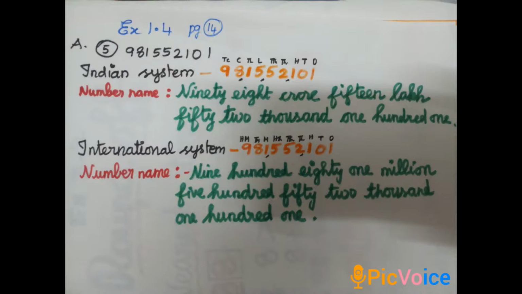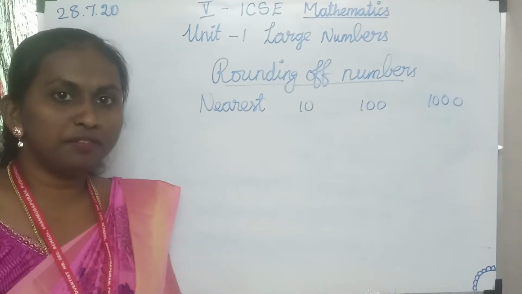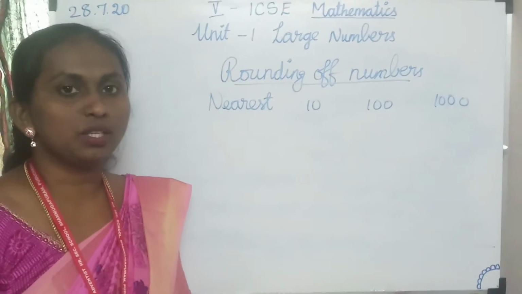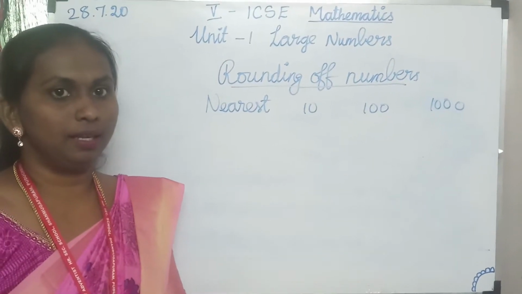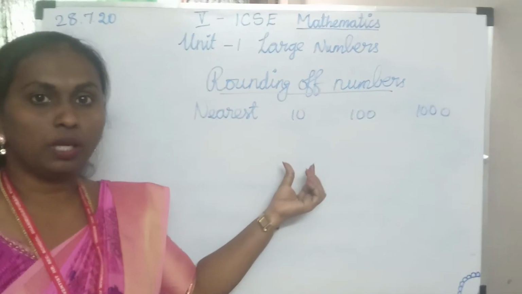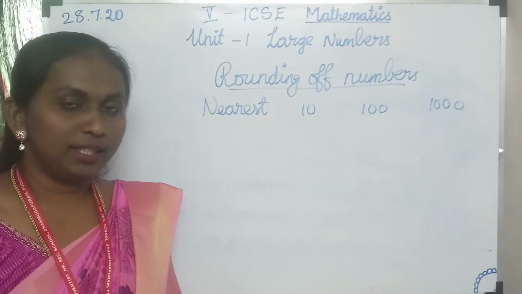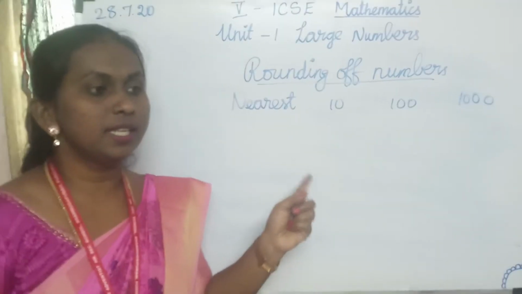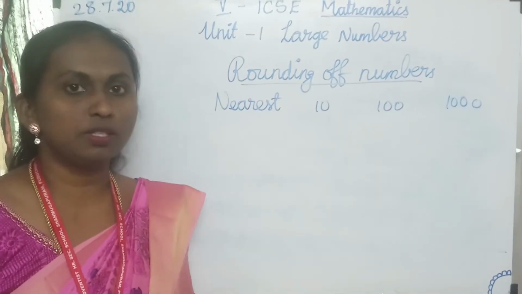981,552,101. Similarly, you have to write the remaining 4 sums. Next topic is round off numbers. So round off numbers nearest to 10, nearest to 100 and nearest to 1000 we are going to learn here. We know already nearest to 10 and 100 we learnt in the 4th standard itself. I think you people can remember this. We'll give a revision for this and we'll go to the thousands round off.